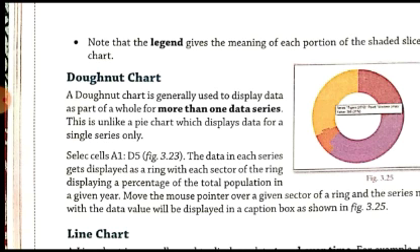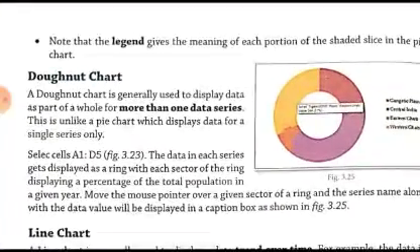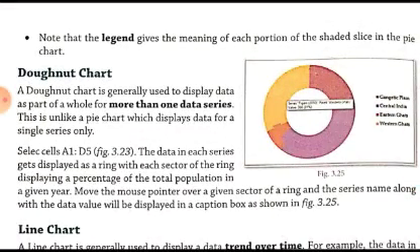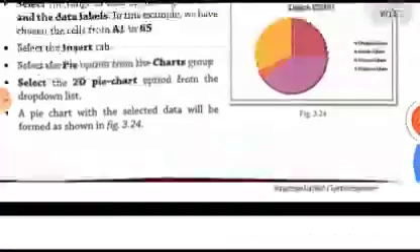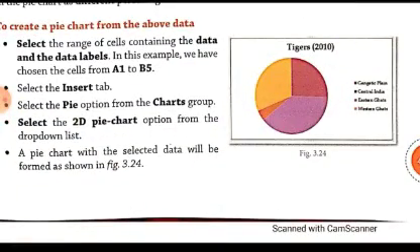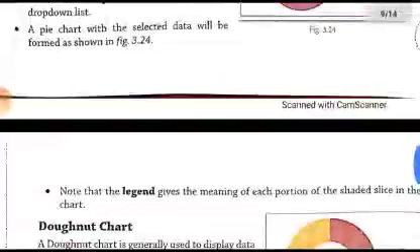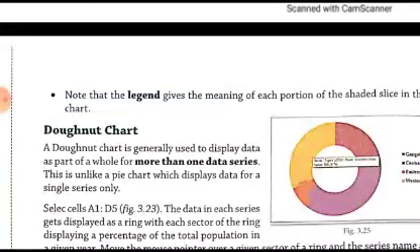So you can see what happens as soon as you select the donut chart option: this donut chart will be created and displayed in your Excel sheet. What is there in the donut chart? The data in each series gets displayed as a ring, with each sector of the ring displaying a percentage of the total population in a given year. This donut chart is in the form of a ring. The pie chart was in the form of a filled circle. And this donut chart is in the form of a ring.